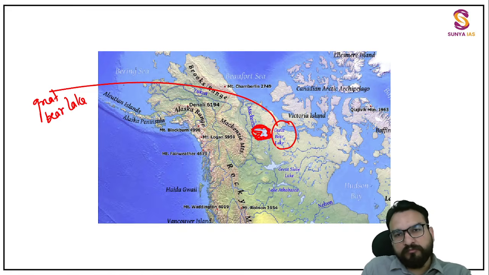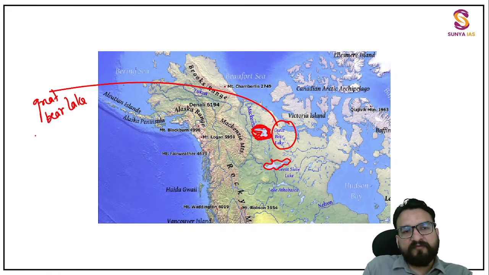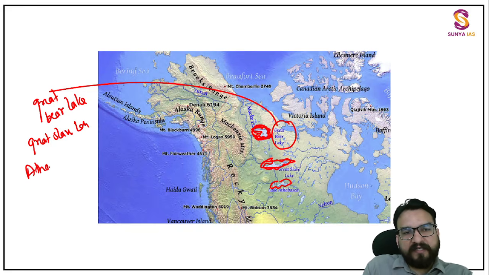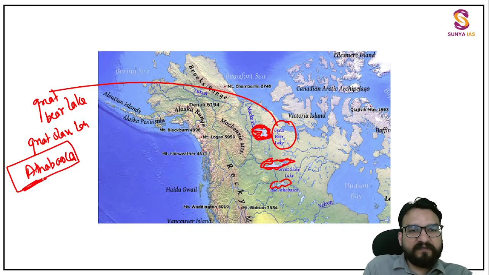Bear, Bhalu. Great Bear Lake. Then over here, the second lake you will be finding is Great Slave. All are great. Great Slave Lake you will be getting over here, guys. This is the Slave Lake. Then the third lake which you will be getting over here is Lake Athabasca, and this might come in the examination.